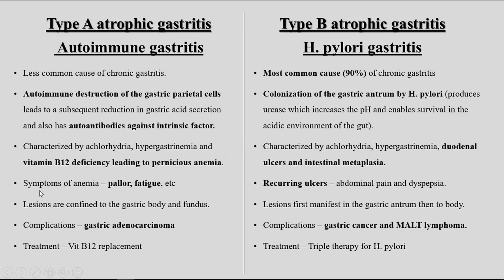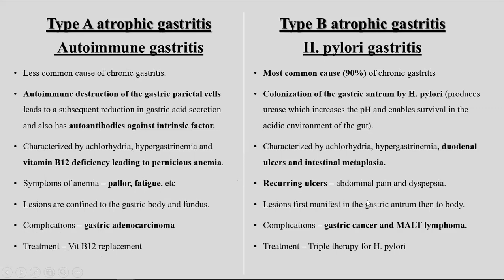So they're going to present with typical symptoms of anemia like pallor, fatigue, and in this case the lesions are confined to the gastric body and the gastric fundus, which is where the parietal cells are. So the distribution of autoimmune gastritis depends on the distribution of parietal cells. That's why it's more common in the gastric body and the fundus. And the complication is gastric adenocarcinoma. Treatment: the main pathology in this case is the vitamin B12 deficiency, so you just treat it with vitamin B12, or you try to give them some immunosuppressive medicines to treat the autoimmune part of it.